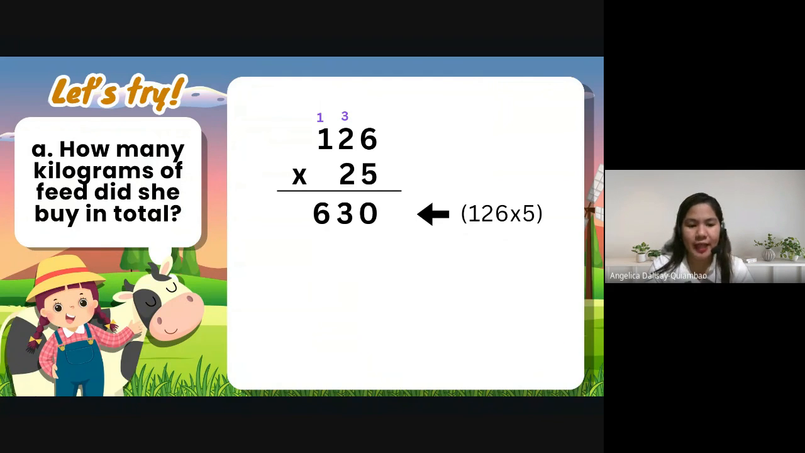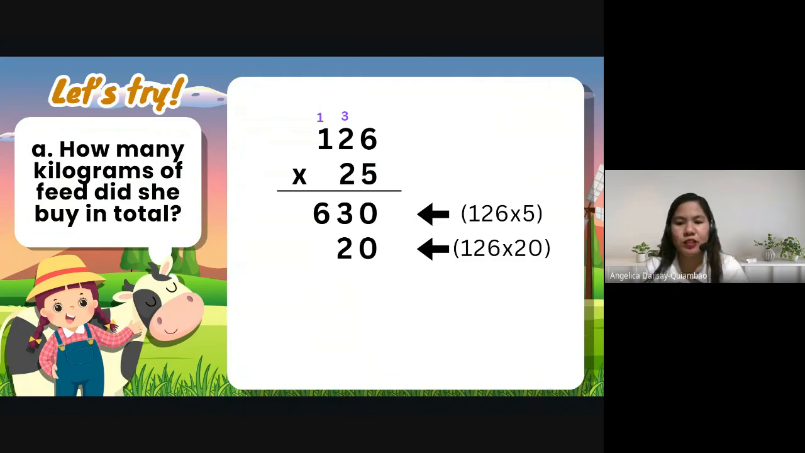The next step is we will multiply 126 by 20. Where did we get the 20? It's because 2 is in the tens place. So let's put 0. We will start on the tens.